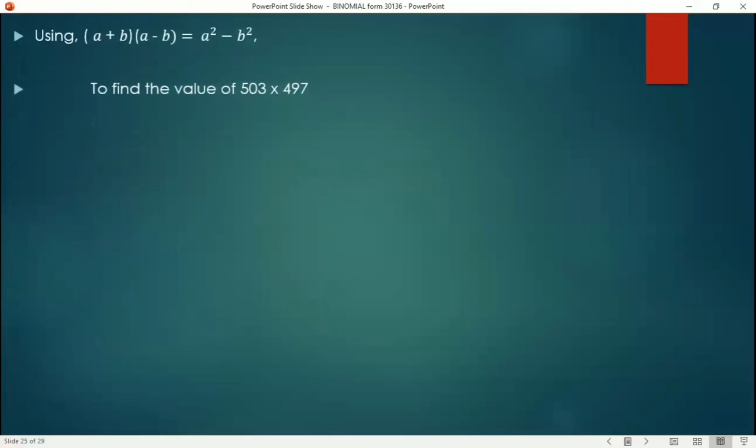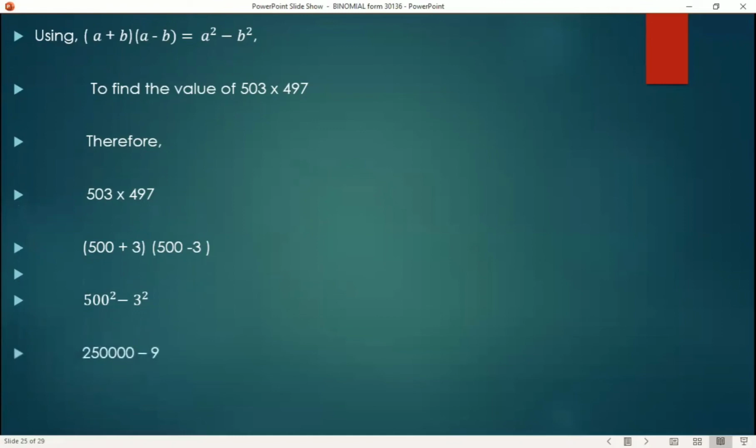Again, we are going to use (a plus b)(a minus b) equals a squared minus b squared. If you are asked to find the value of 503 multiplied by 497, it's going to be 500 plus 3 multiplied by 500 minus 3. Using the above formula, it's 500 squared minus 3 squared. 250,000 minus 9 is 249,991 as final answer.